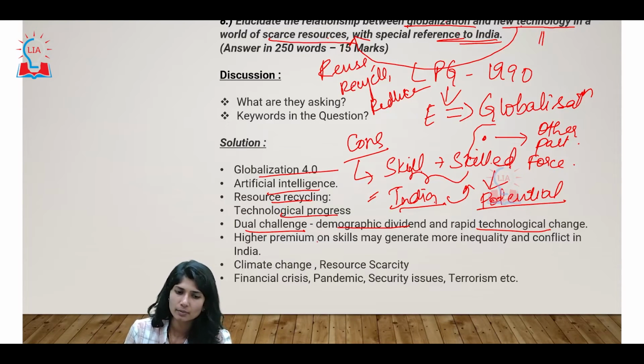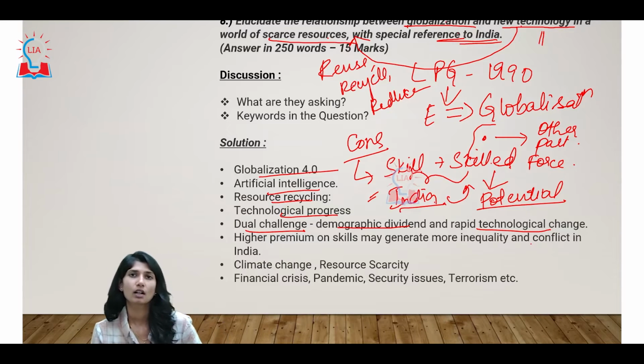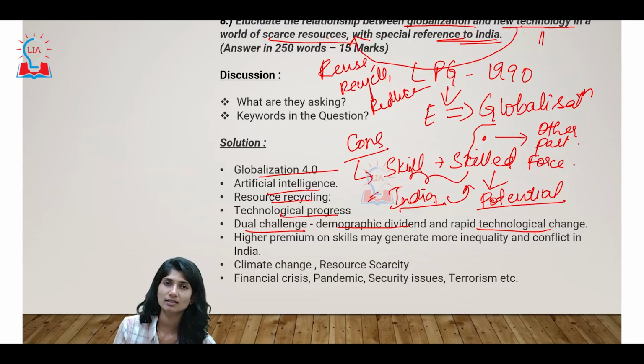A higher premium on skills may generate more inequality. The more skilled gets more money. The one who, for example, is doing physical labor, toiling himself 16 hours a day, might make way less money, not enough to even compare. This creates a huge amount of inequality.